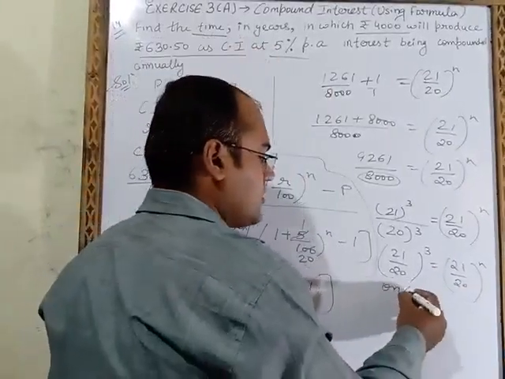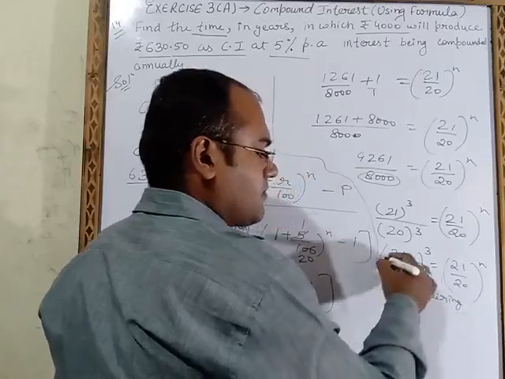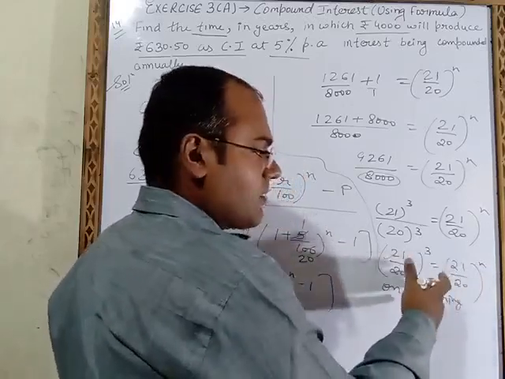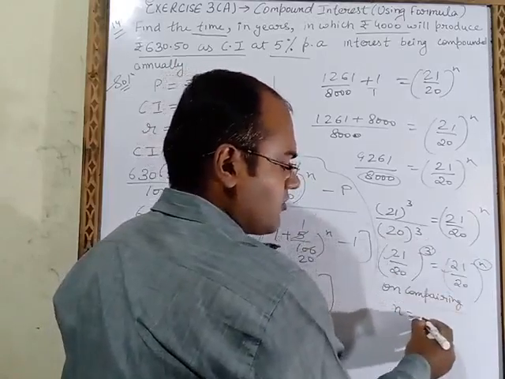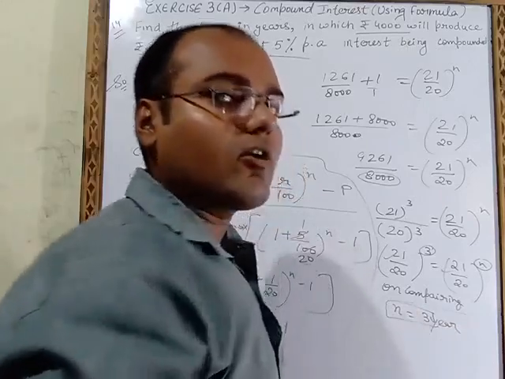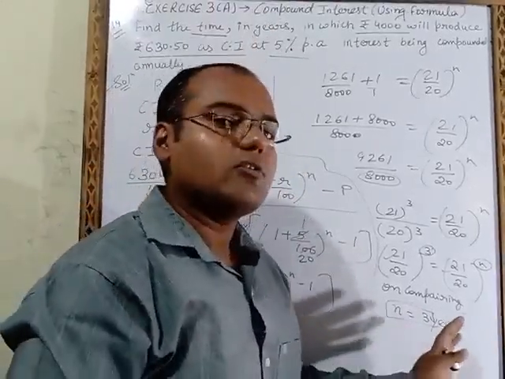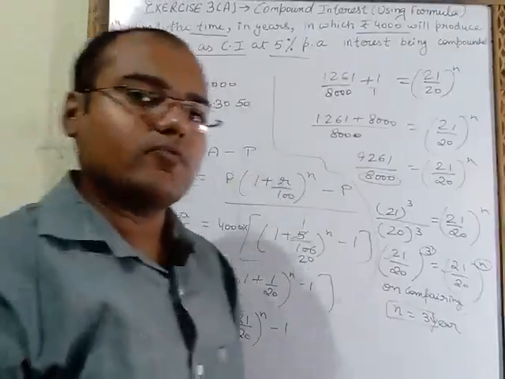So what you have to write, on comparing, here bases are same, so on comparing n will be 3. So on comparing you have to write n is equal to 3. And what is n? N denotes number of years, so n is equal to 3 years. So this is the time. Like this you have to do this question number 14.